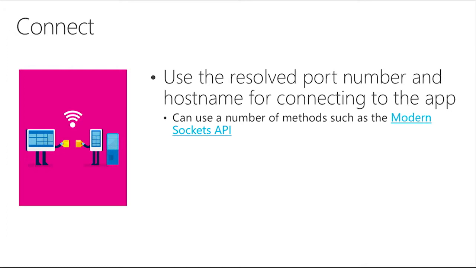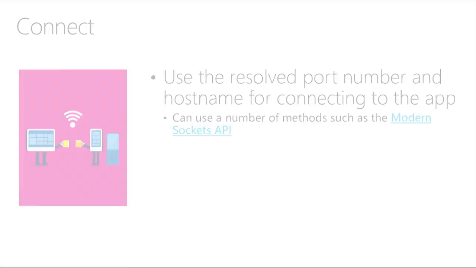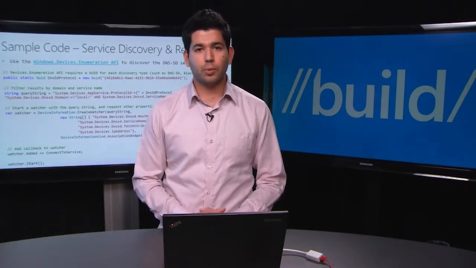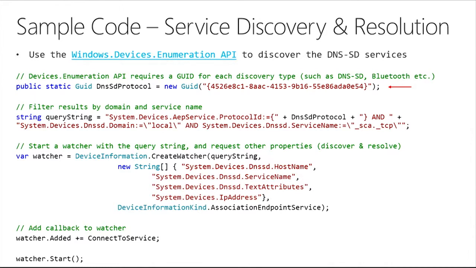Now that we have covered how to create a DNS-SD app, let's go ahead and take a look at some code. Once we have registered our application, we'll be using the Windows.Devices.Enumeration API to discover instances of it. The Windows.Devices.Enumeration API requires a unique GUID for each discovery type we're looking for, such as DNS-SD or Bluetooth. The unique GUID for DNS-SD is shown on screen.